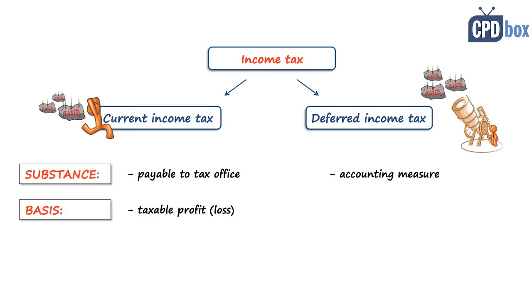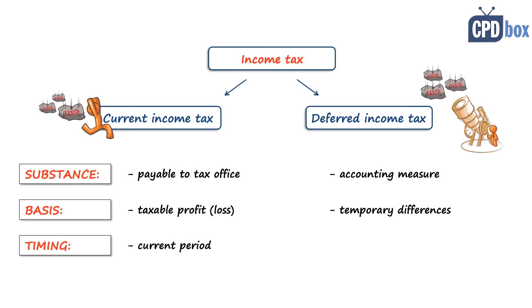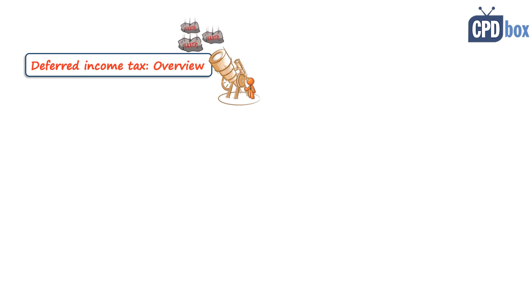Another difference is the basis for calculation of both. Current income tax is calculated from taxable profit, as mentioned previously, and the basis for calculation of deferred tax is temporary differences between carrying amount and tax base of individual assets and liabilities. Finally, the timing. While current tax is payable in respect of the current period, deferred tax will be recovered or settled in future periods in the financial statements.